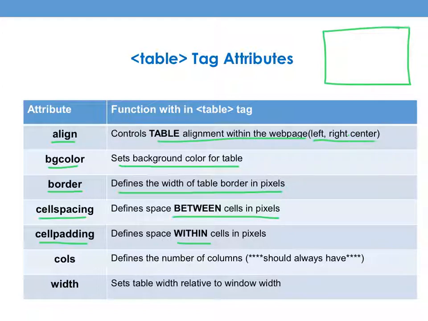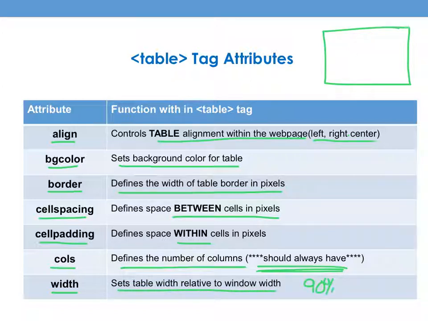And again, I'll show you visual examples of these so you can really distinguish between cell spacing and cell padding later on. Then you have the columns attribute, which defines the number of columns, and this is something you should always have in your table so that you know ahead of time and can tell the browser how many columns to plan for. And then from here, the width sets the table relative to the window width, so you'll want something like 90% of the window. This always comes as a percent and takes up a specific amount of space percentage-wise within the window.